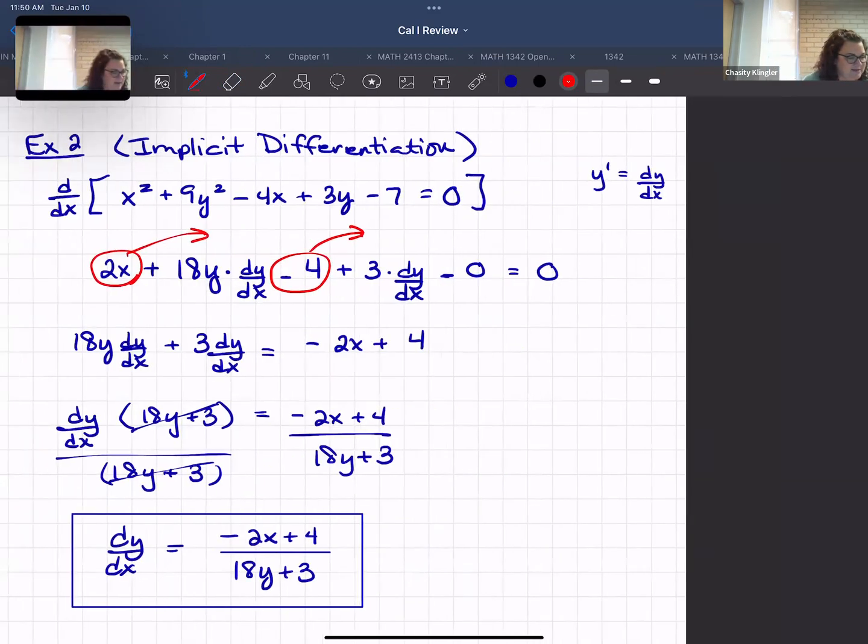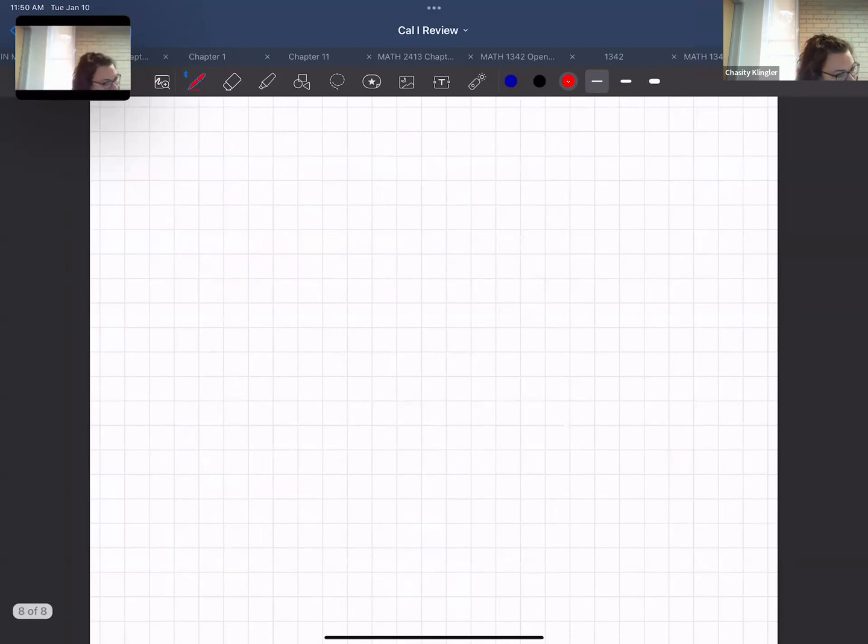Okay, and then the last example we're going to do is find the equation of the tangent line. And remind me to shut the door next time.